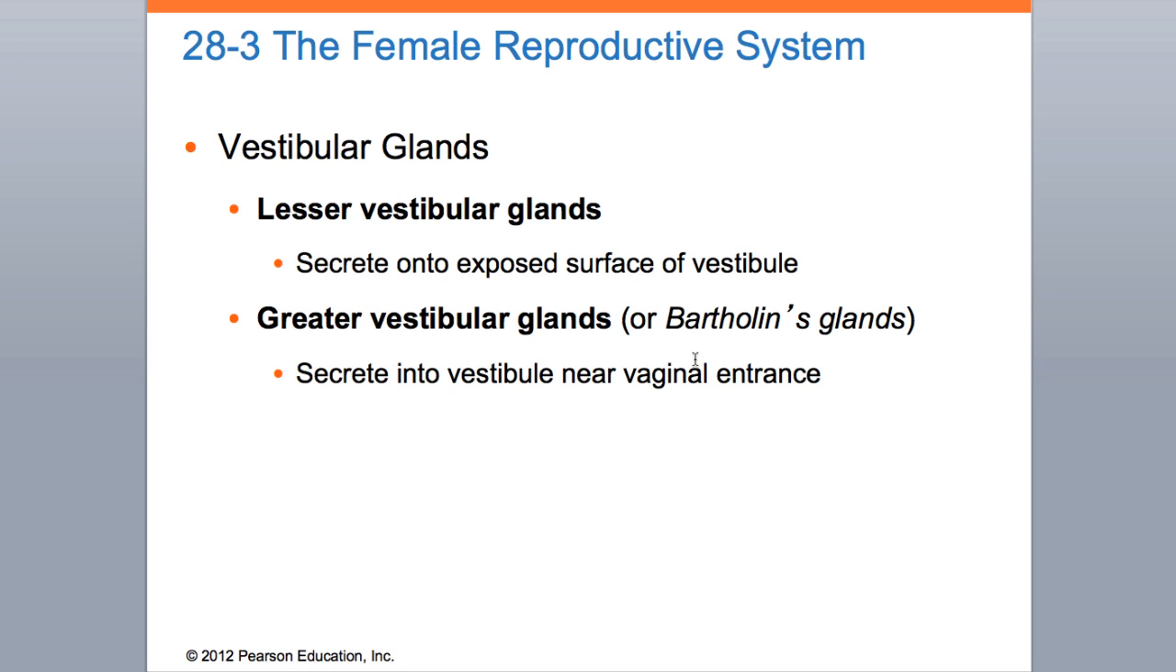Okay. We have the Bartholin's gland. This is very, very similar to the Cowper's gland, but the Bartholin's gland is to lubricate the vaginal opening. So this is what lubricates the vaginal opening, very similar to Cowper's gland. Next slide.